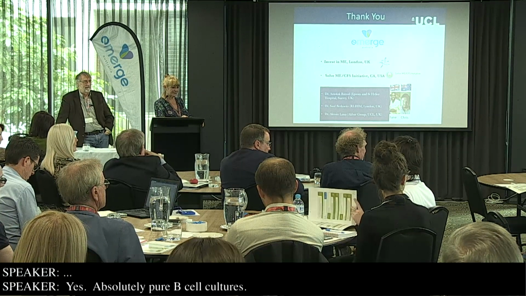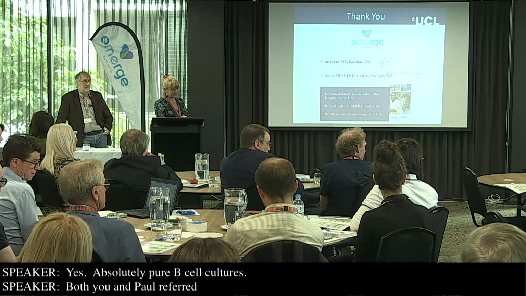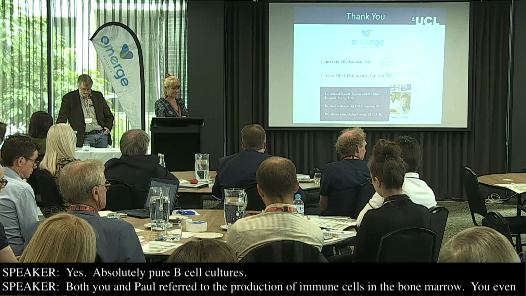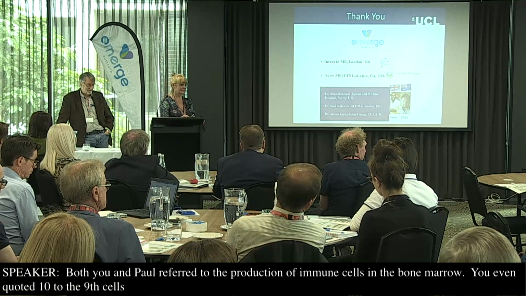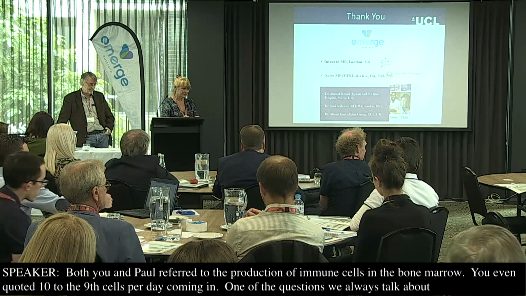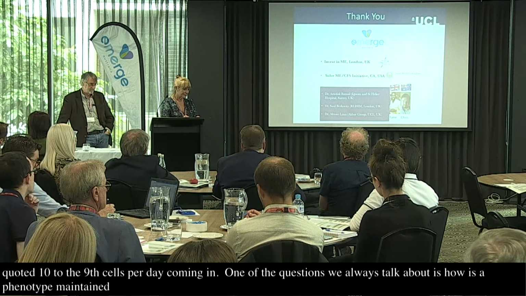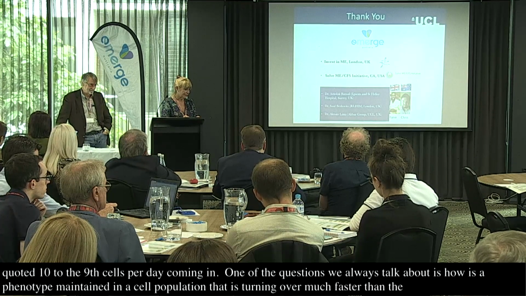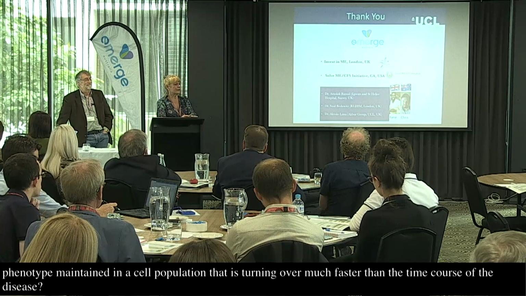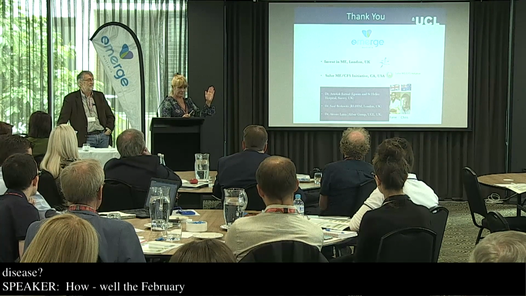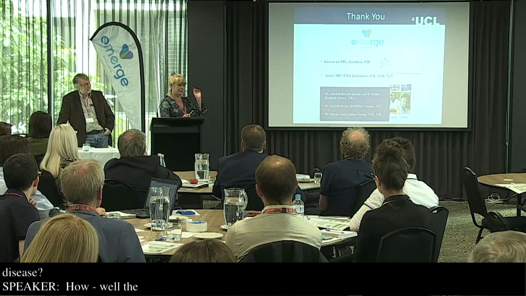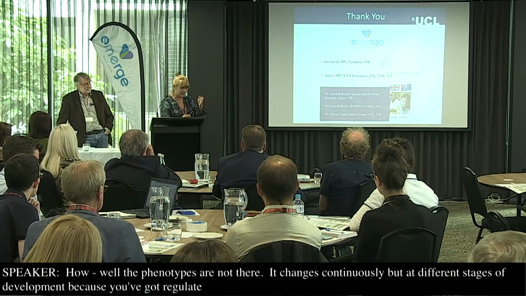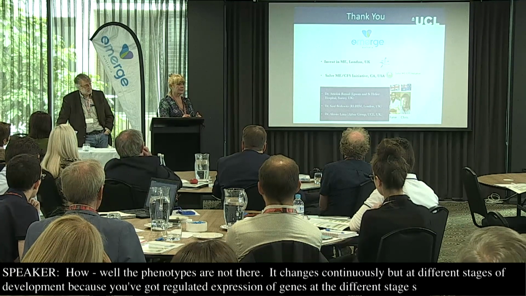Both you and Paul referred to the production of immune cells in the bone marrow. You even quoted 10 to the 9th cells per day coming in. And one of the questions that we always talk about is, how is a phenotype maintained in a cell population that is turning over much faster than the time course of the disease? Well, the phenotype changes continuously, but at different stages of development, because you've got regulated expression of genes at the different stages. We just call them different things.